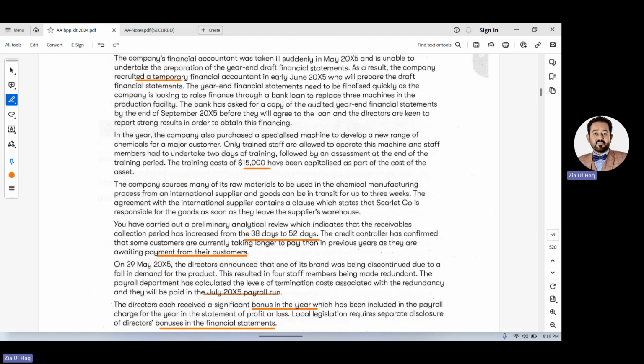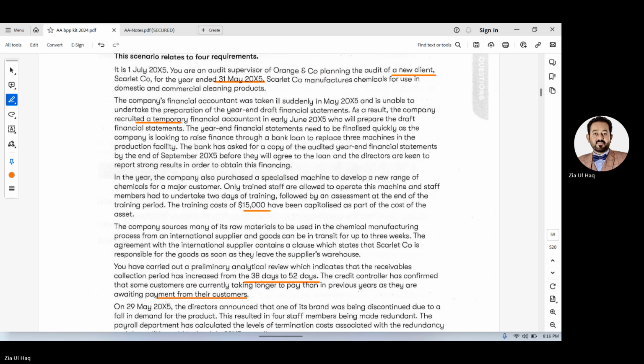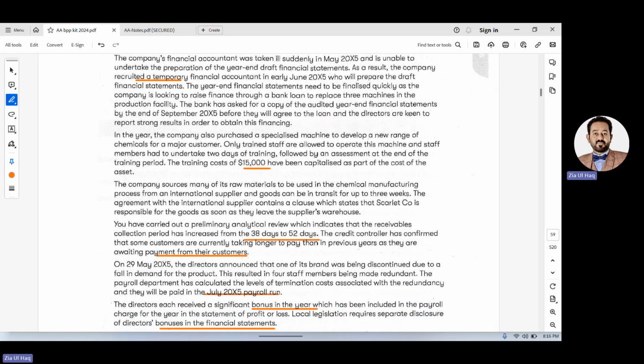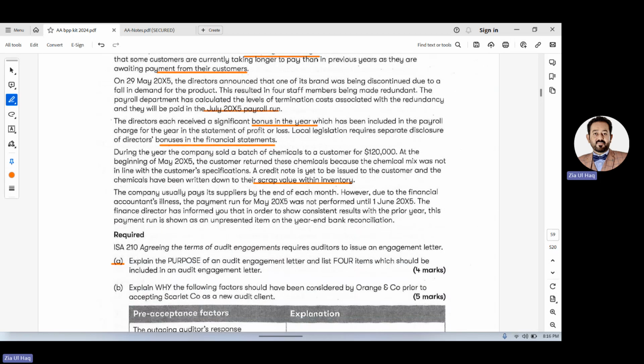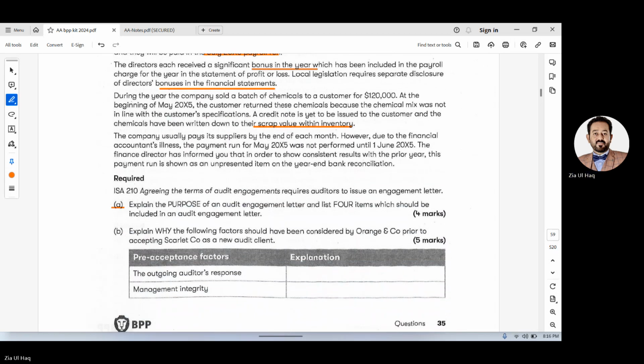Eight risks. Have we identified eight risks? One in the first paragraph, two in the second paragraph, third, fourth, fifth, sixth. In every paragraph, we have found one. What is requirement A?